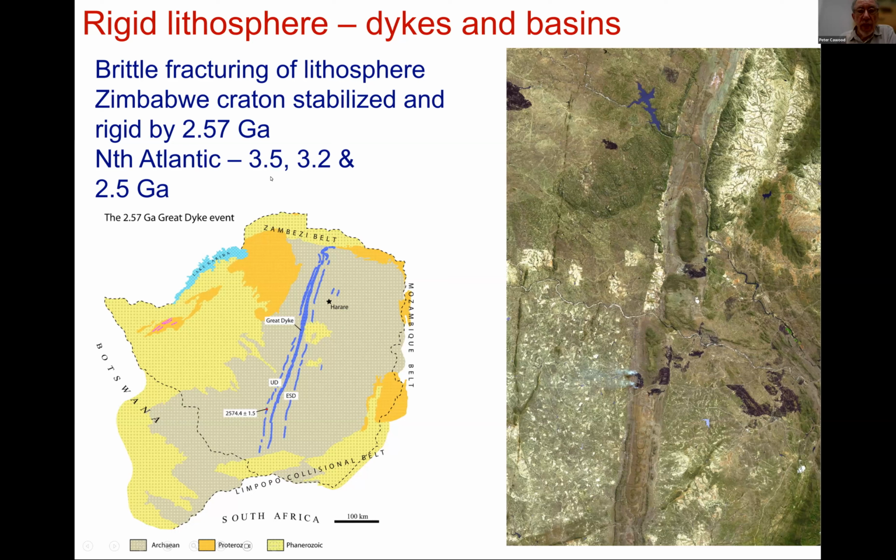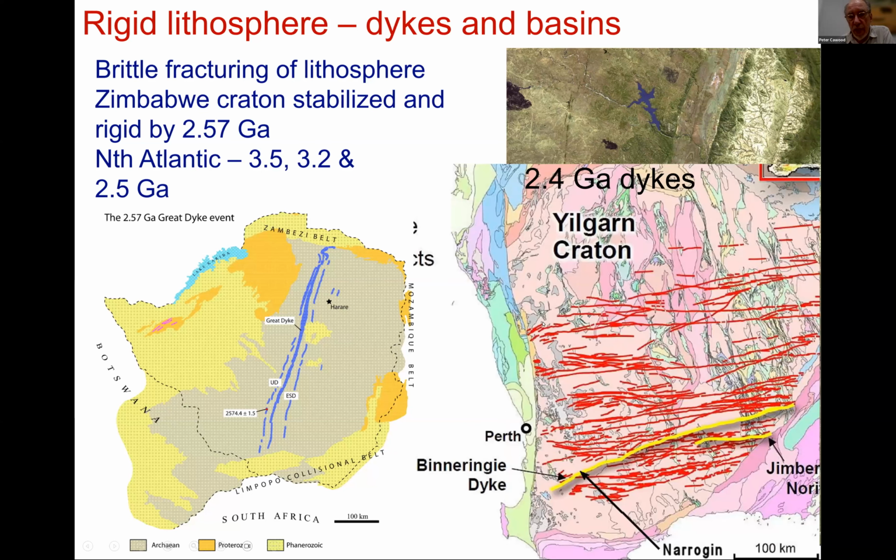And one can look elsewhere and see, in the North Atlantic, individual regions, perhaps at 3.5, certainly by 2.5, across the entire craton. Here's the Yilgarn in Western Australia, and these red lines are dikes that can be traced across the craton. Importantly, they transgress across earlier structures within the craton, so these are clearly late. They're dated at 2.4, and so we know that the Yilgarn craton was a rigid block by this time.